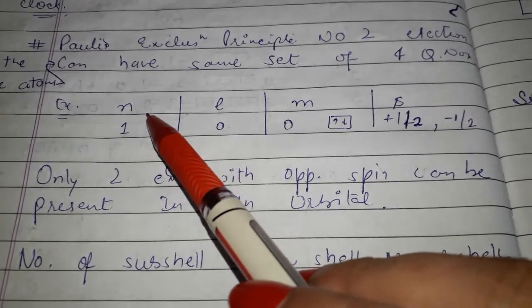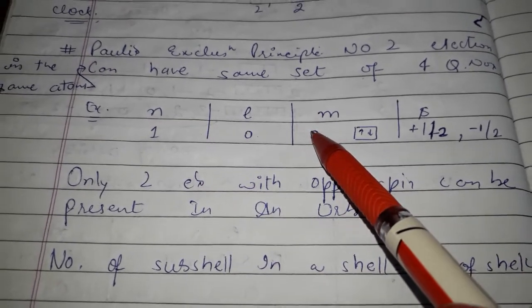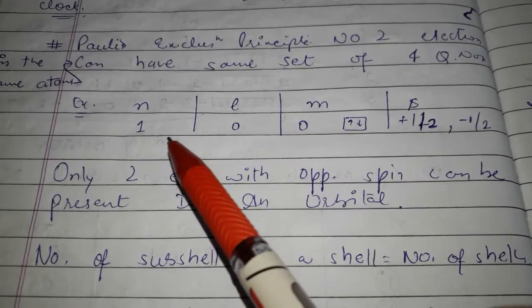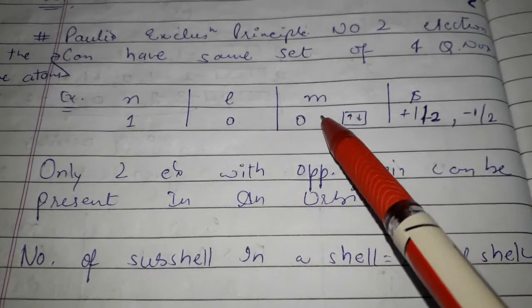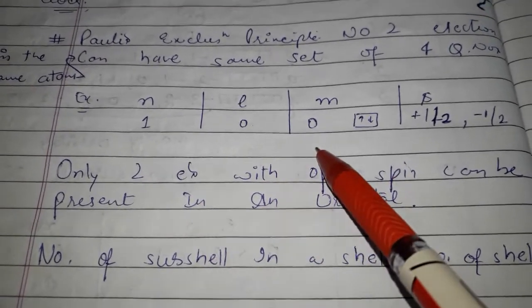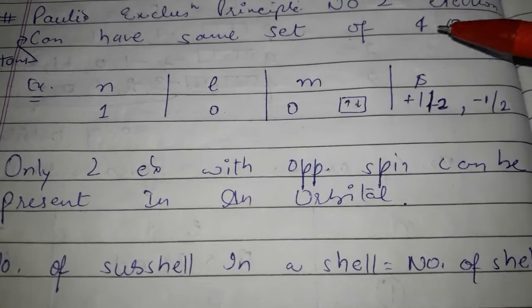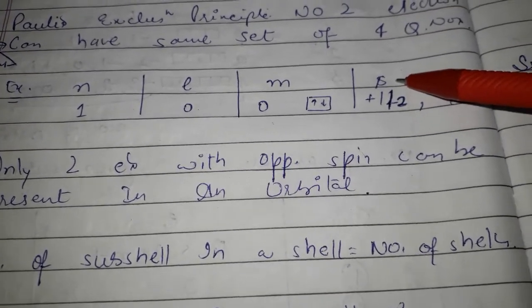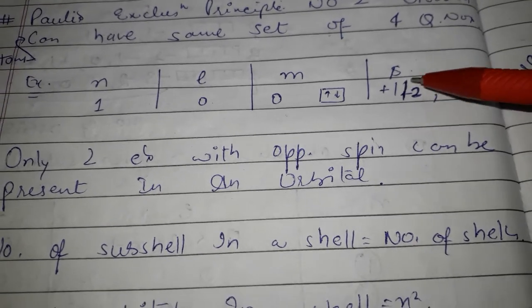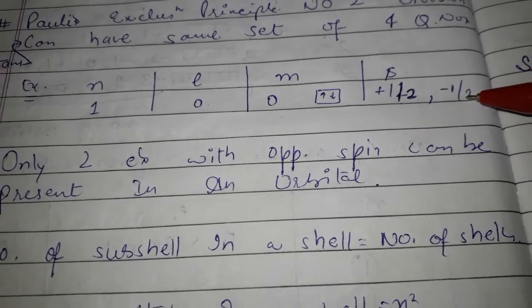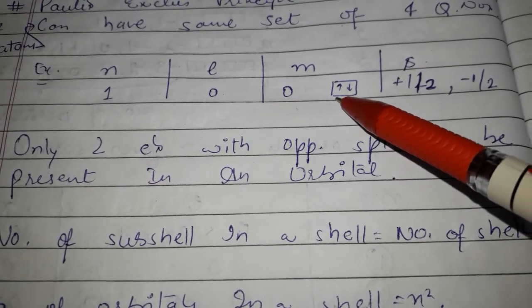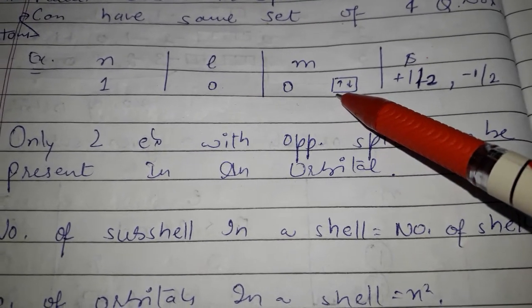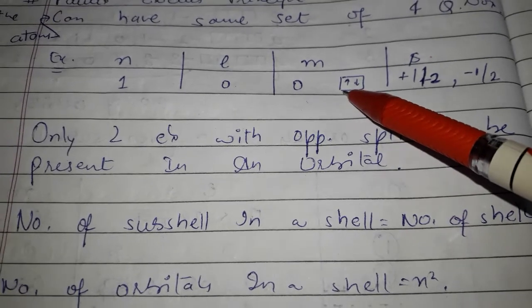For example, n, l and m can be the same for two electrons. The value of the first quantum number n, second quantum number l, third quantum number m can be the same for two electrons, but the fourth quantum number, spin, cannot be equal. Either it will be plus half or it will be minus half. That means one electron will rotate about its own axis anticlockwise or clockwise.